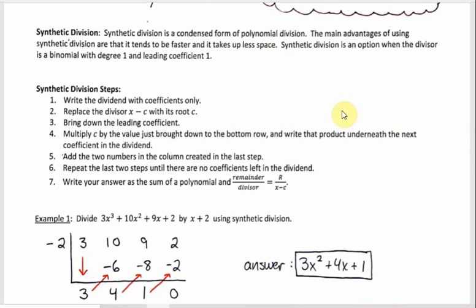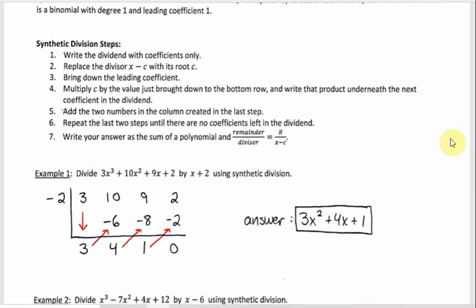Well, you write the dividend only with coefficients, and I'm going to do it by pointing stuff out in this first example at the same time, because I think this is much easier to see with actual numbers. So writing the dividend with coefficients only, that's this row right here where I've got the 3, the 10, the 9, and the 2, because those are the coefficients of that polynomial. The next thing is you replace the divisor x minus c with its root c. So we're supposed to be dividing by x plus 2. So notice over here I've got a minus 2. This is replacing the divisor with its root. The root of x plus 2 is just negative 2.